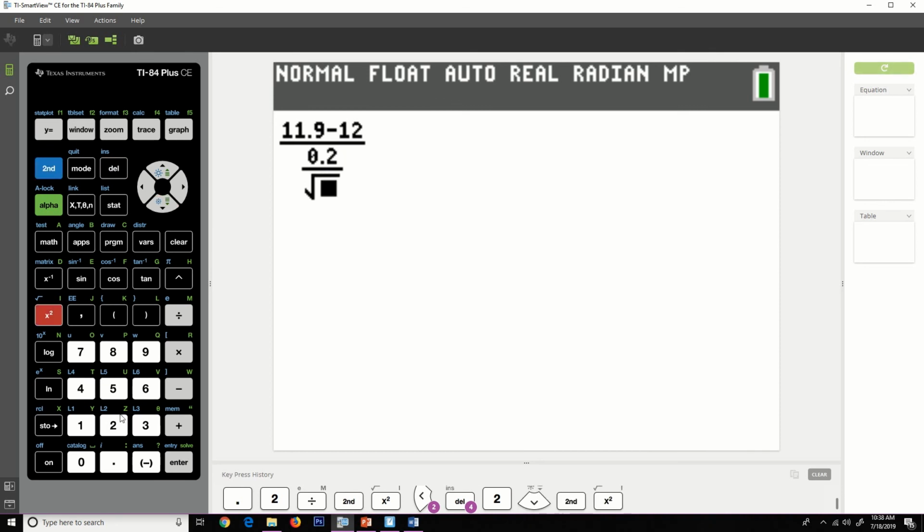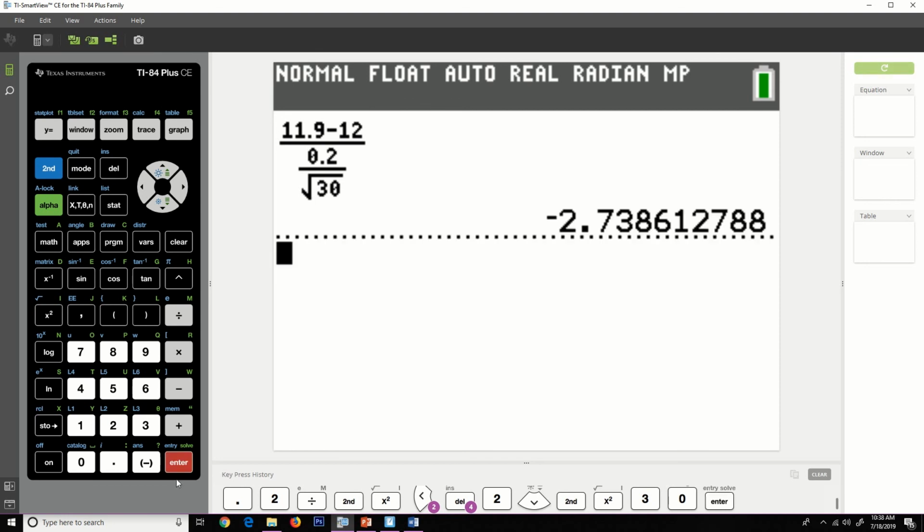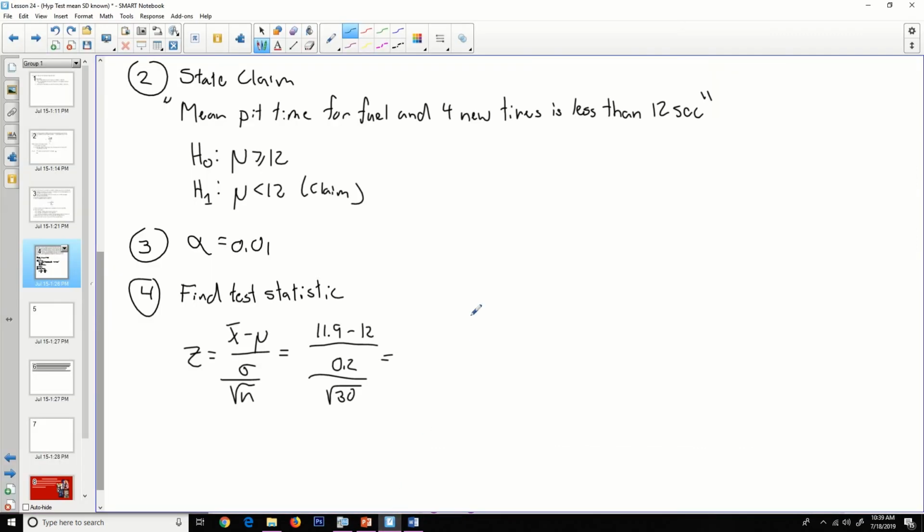Second square root 30. There we go. And we get negative 2.786, or excuse me, 36. So this becomes negative 2.7386. That is our test statistic. Now, we could compare that to a p-value if we wanted to.